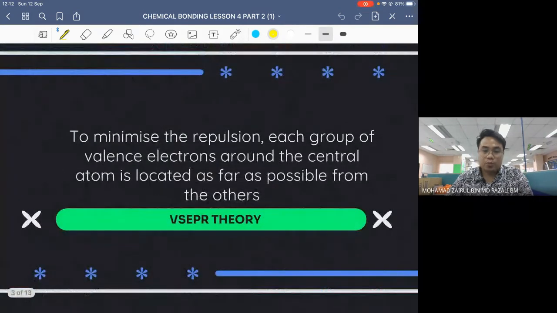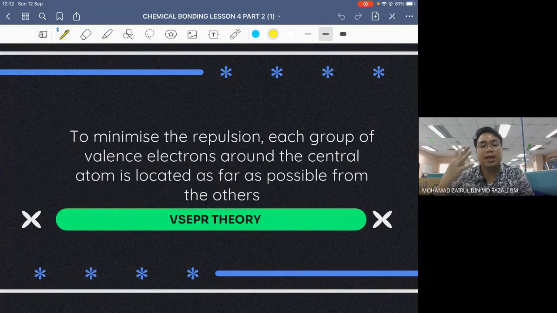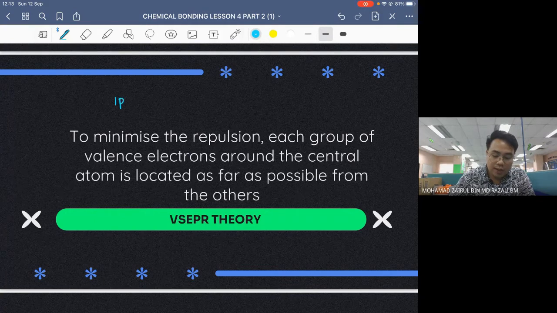So we recall the VSEPR theory. VSEPR theory states that in order to minimize the repulsion, each group of valence electrons around the central atom must be located as far as possible from the others. So we need to consider the repulsion between the electron groups. Remember that lone pair-lone pair repulsion is stronger than lone pair-bonding pair repulsion, and lone pair-bonding pair repulsion is stronger than bonding pair-bonding pair repulsion.